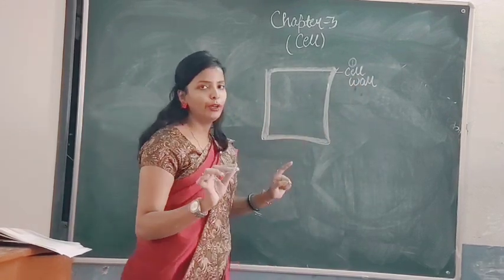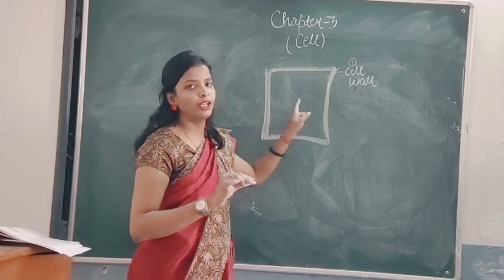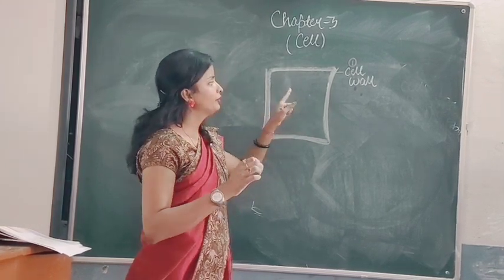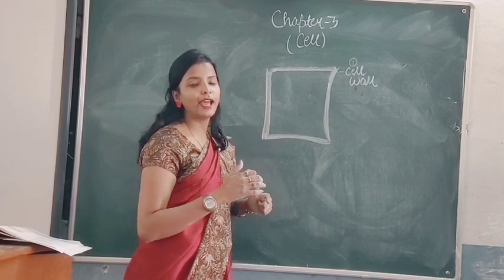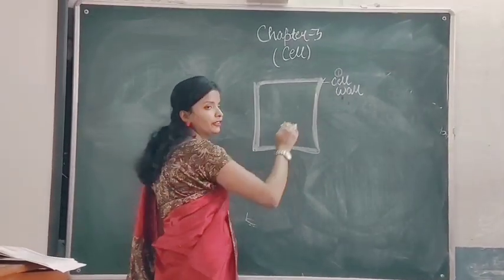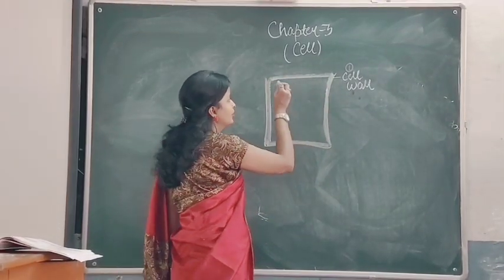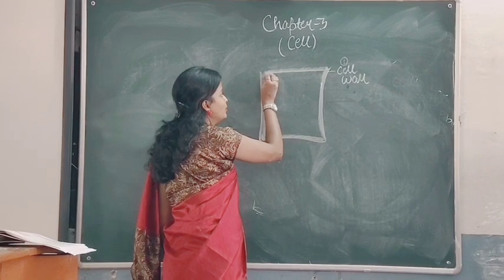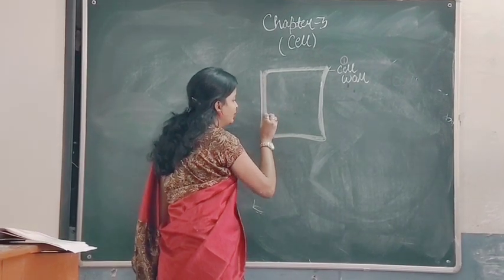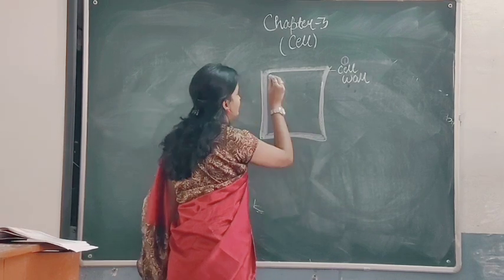I am just giving the overview. Don't think that Miss was talking about those three organelles and now she is explaining about the cell wall. I am just giving the overview of how the cell actually looks. Cell wall is the outermost covering. Then we will talk about the inner covering just below the cell wall. So just below the cell wall you will see a membrane or a layer is present, somewhat like this.